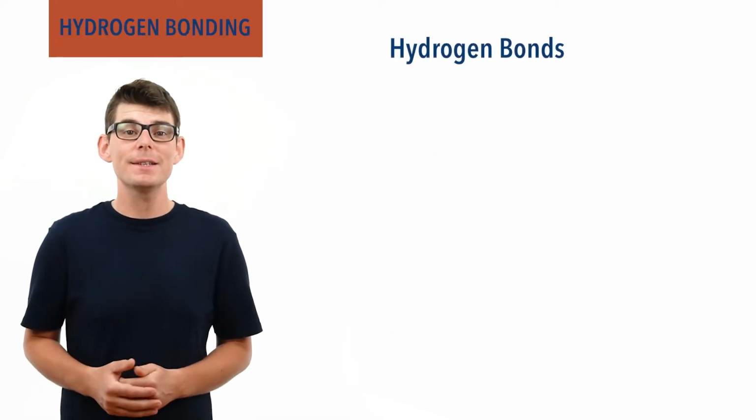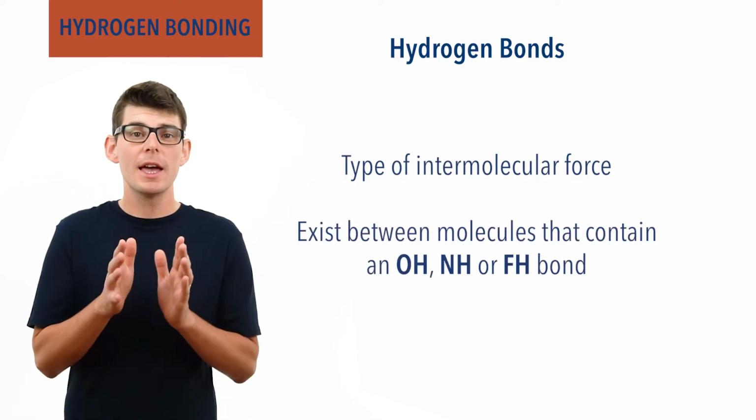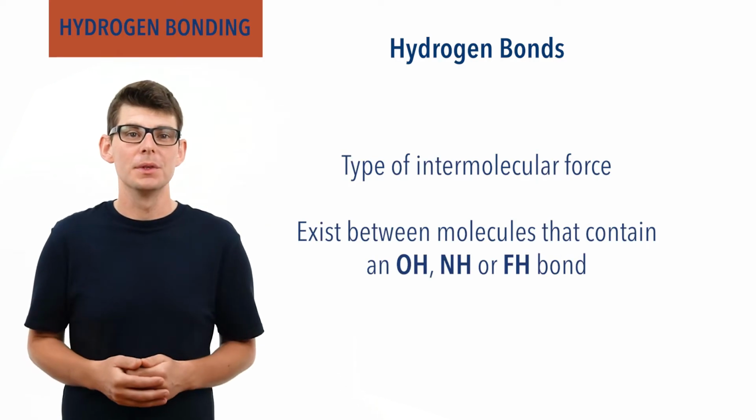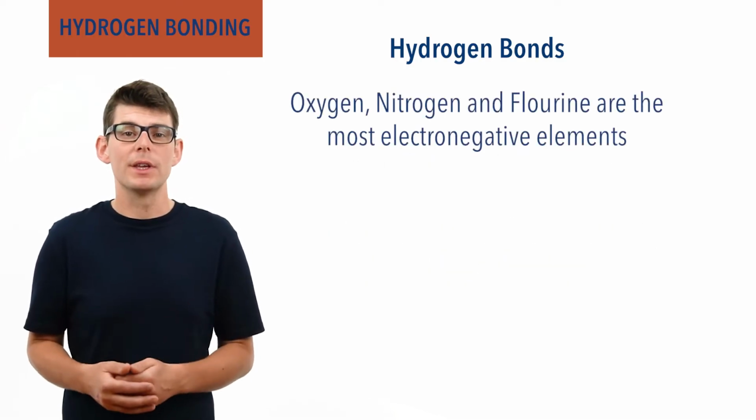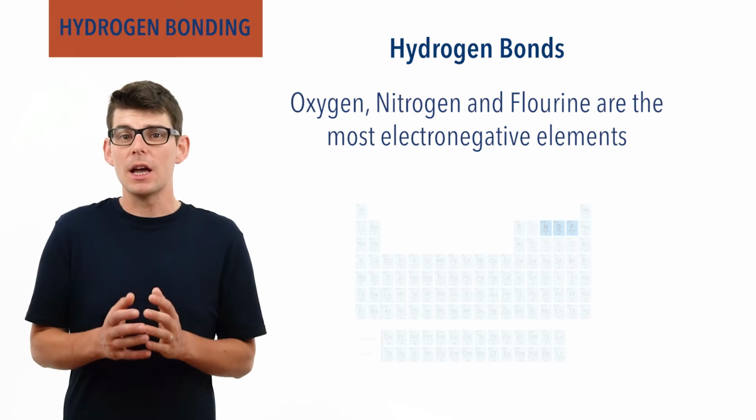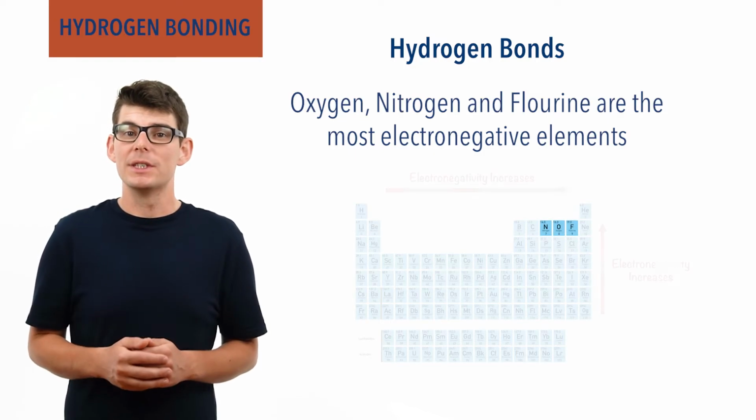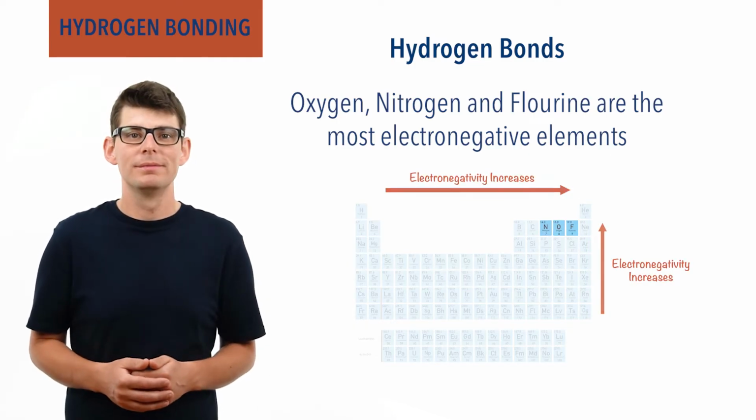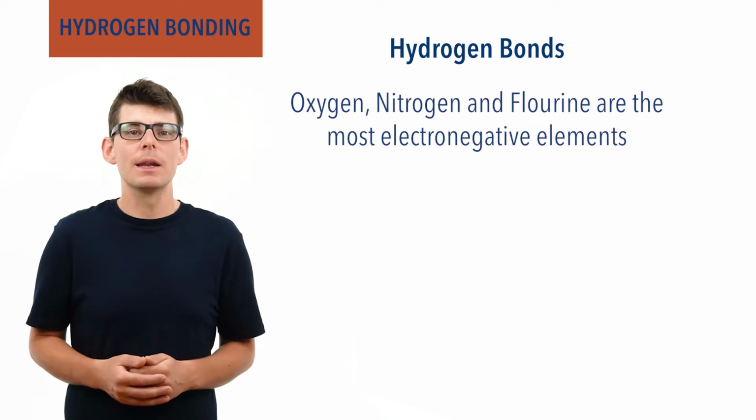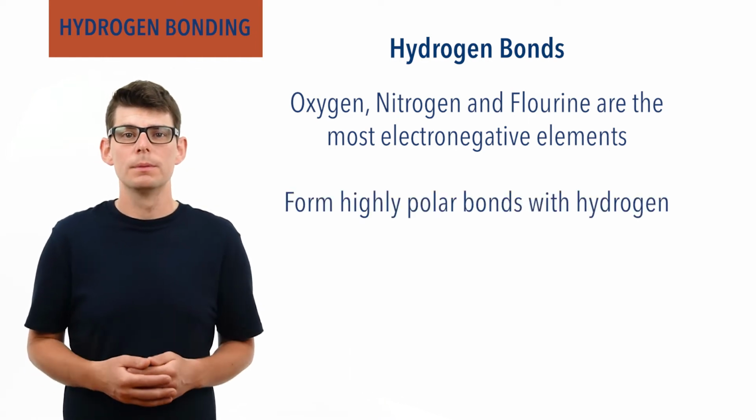Hydrogen bonds are intermolecular forces that can arise between molecules that contain an OH, NH or FH covalent bond. Oxygen, nitrogen and fluorine are the most electronegative elements. They are found in the upper right corner of the periodic table. Remember, electronegativity increases across a period and increases up a group. When either of these three elements covalently bonds to hydrogen, a highly polar bond is formed.